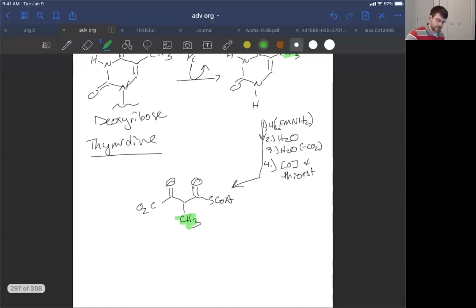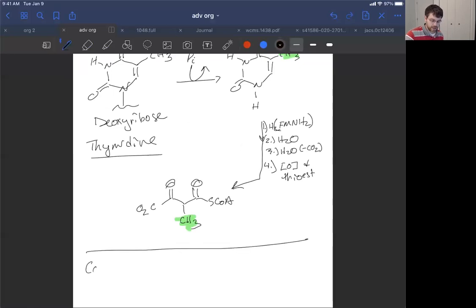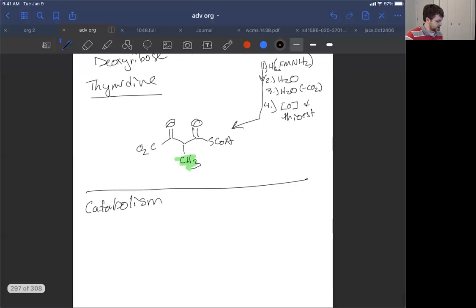Next, we'll move into the catabolism of purines. These are slightly more complicated heterocycles because we have an imidazole attached to the pyrimidine. So here is our ribose sugar attached to imidazole, and now we're going to attach this to our pyrimidine.